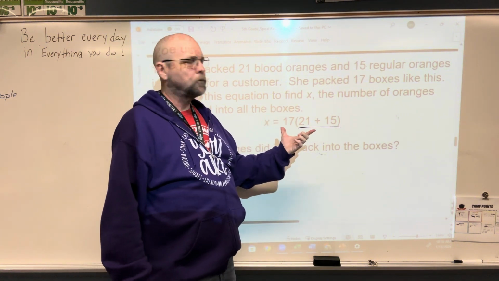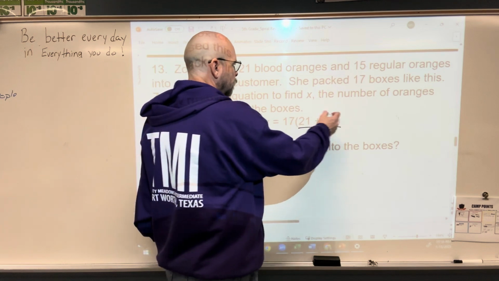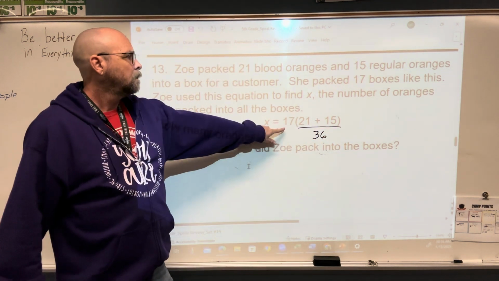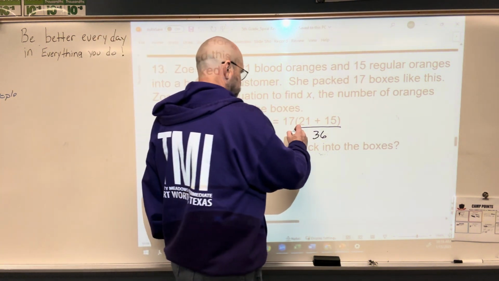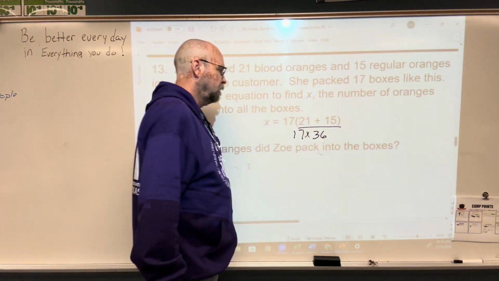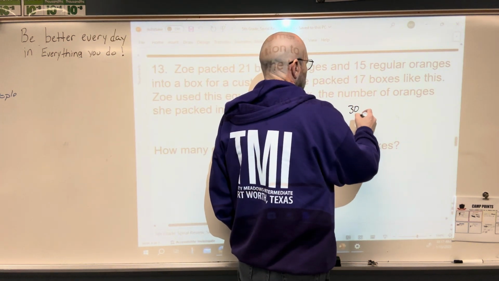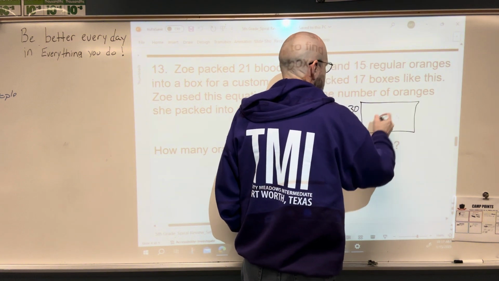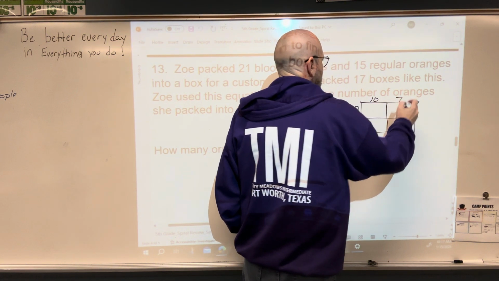Now, when we have multiple things, we've got grouping symbols. We start with grouping symbols. So 21 plus 15 is 36. Now this 17 is right next to the parentheses, so that means we multiply. So we have 17 times 36. So we could do 30 and 6. We do 10 and 7.